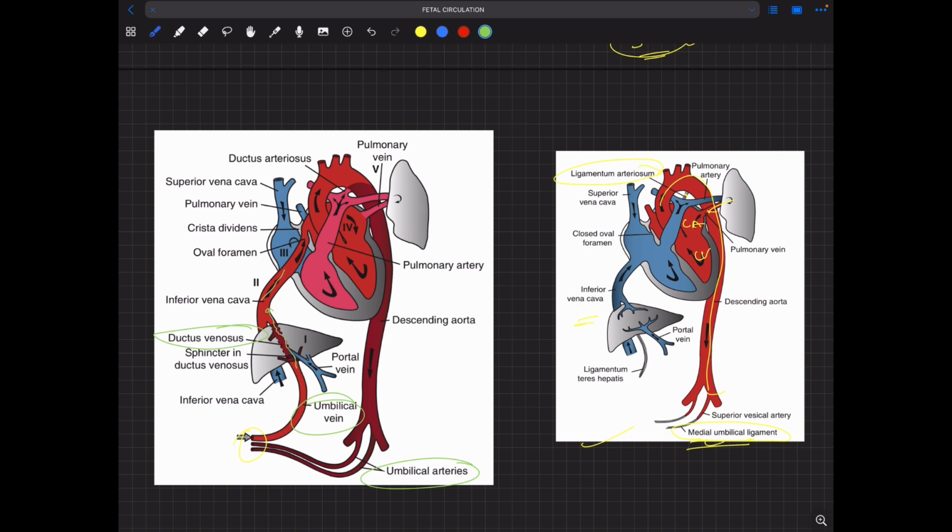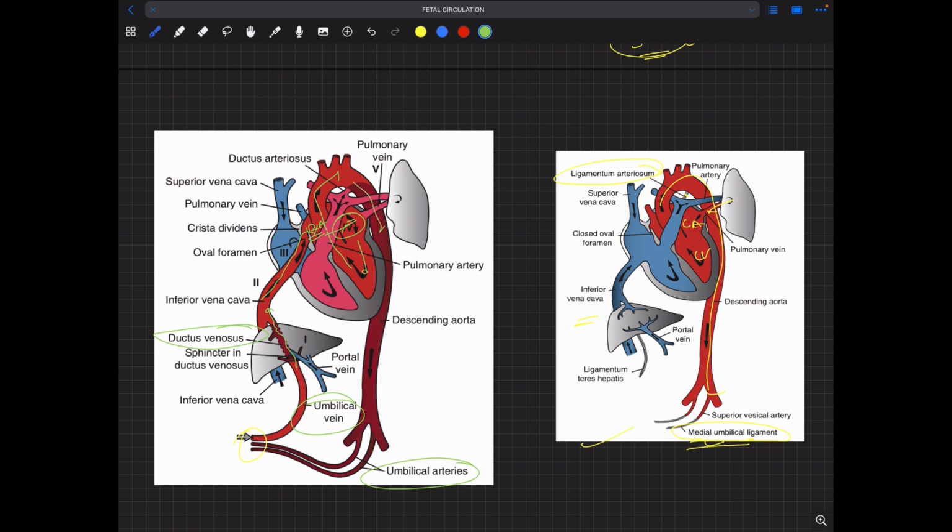Now blood from the inferior vena cava reaches the right atrium. From the right atrium, there is a link between the right atrium and left atrium. That link is called foramen ovale. So now blood is present in the left atrium. From the left atrium, blood goes to the left ventricle. From the left ventricle, the blood is pumped into the aorta, and from the aorta it goes down.